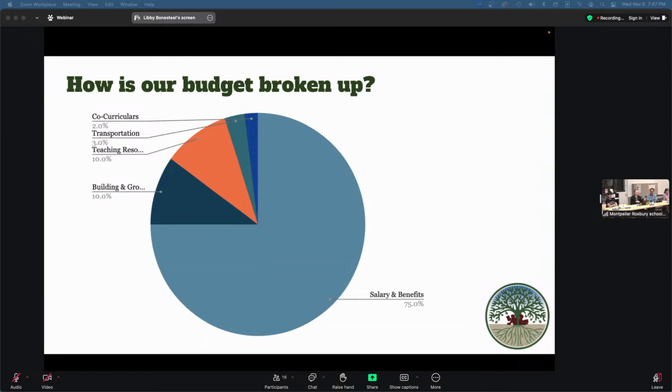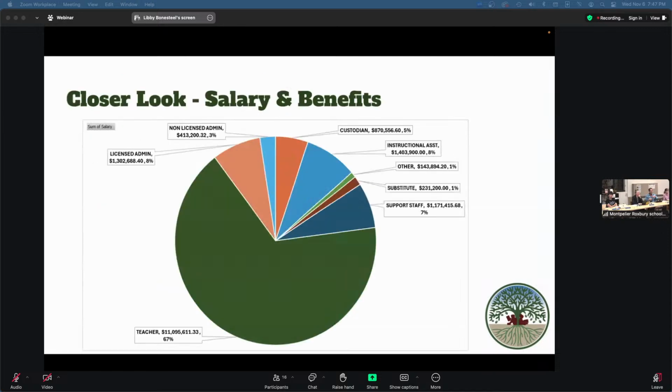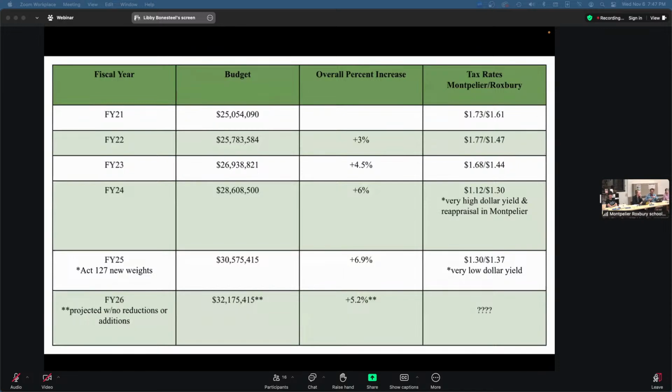Isn't the figure on slide 11 kind of the budget with no additions or reductions already? Which one are we looking at? Probably not three. There we go. Yes, this is the budget with no additions and making some assumptions with negotiations.